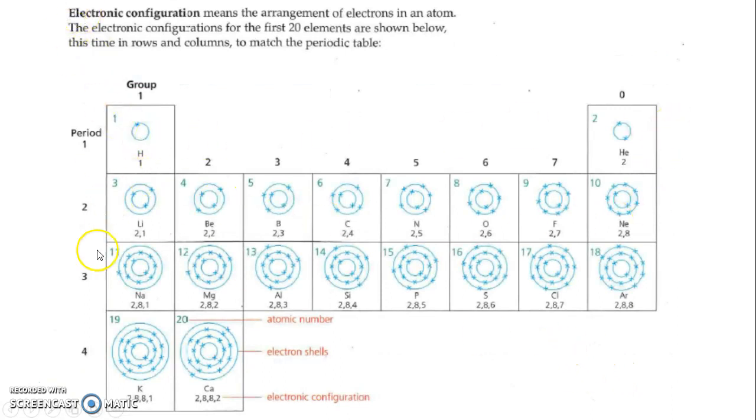So this kind of activity is really common. We would ask you to draw the Bohr model and then write the electronic configuration as below.